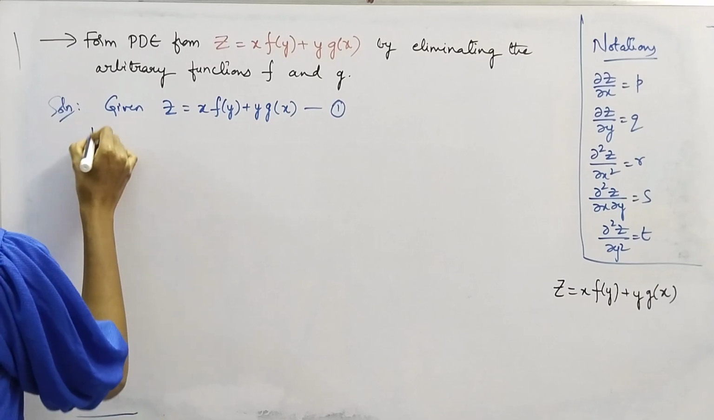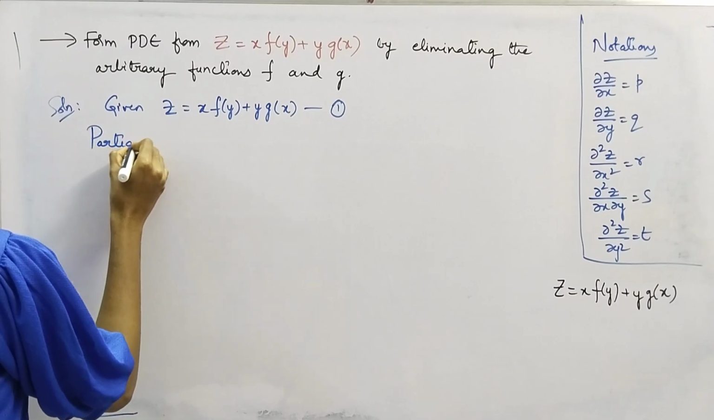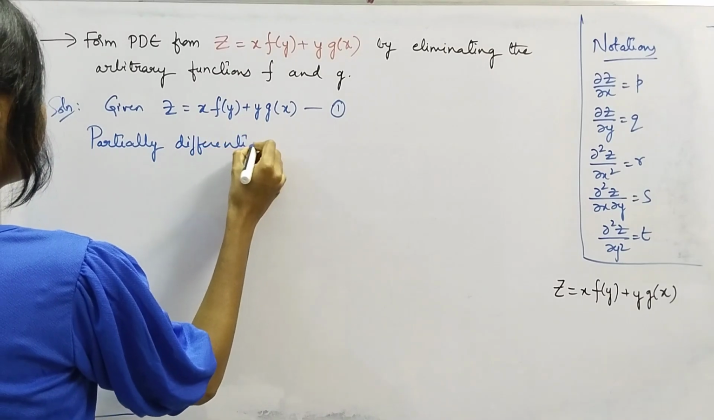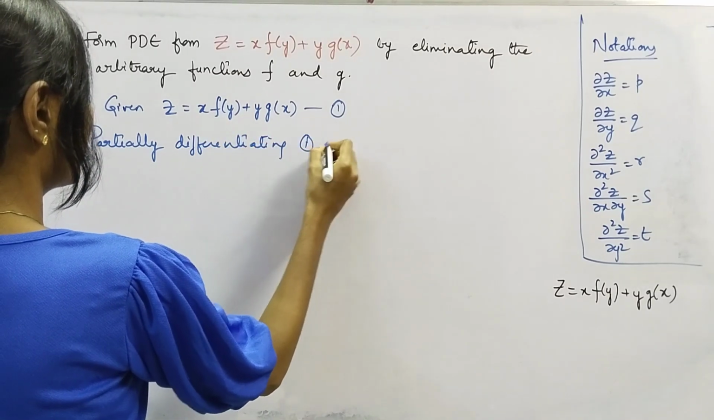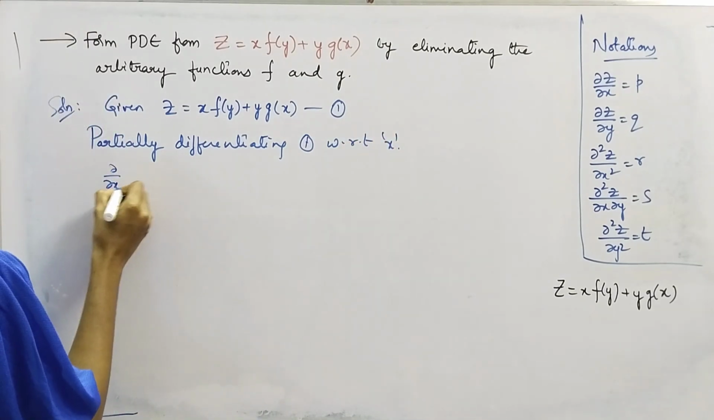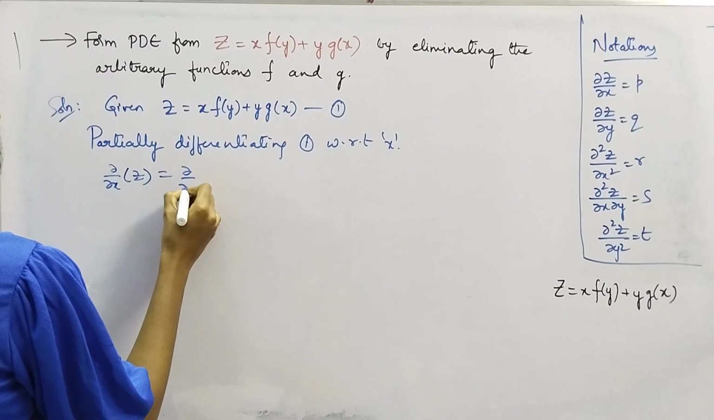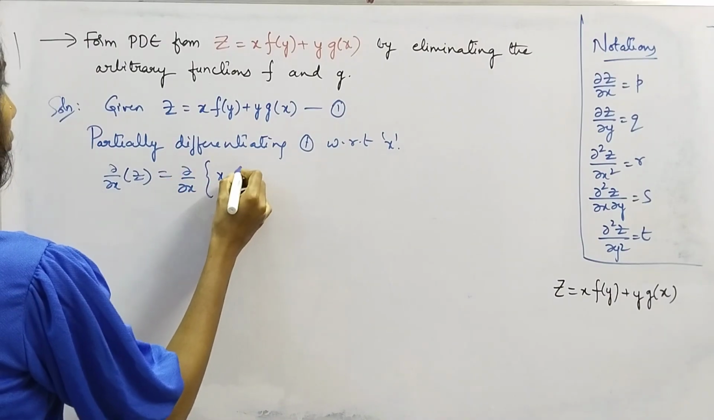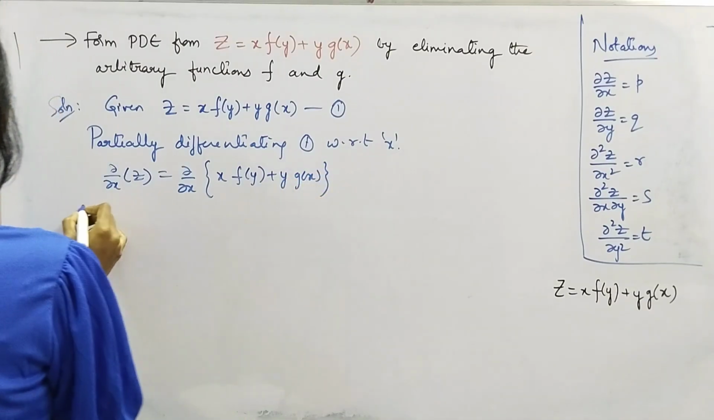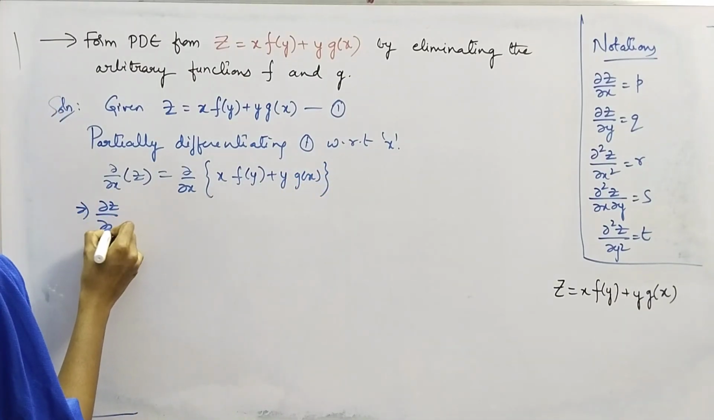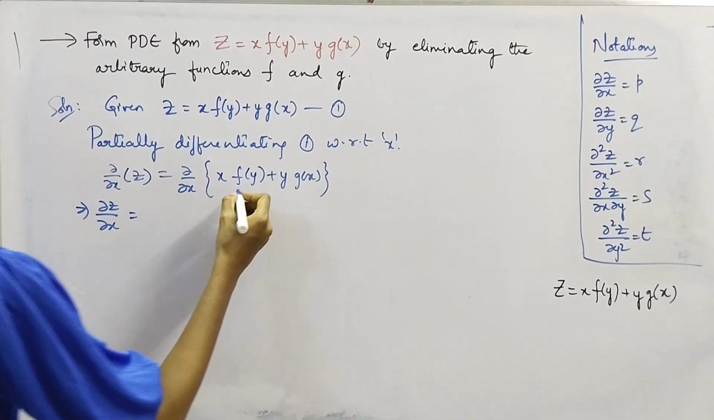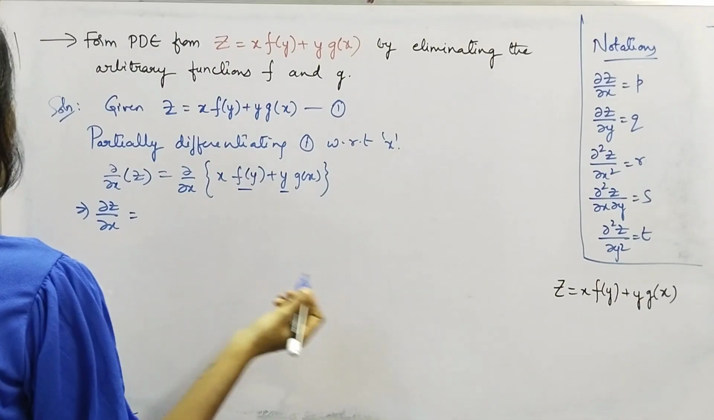Partially differentiating 1 with respect to x. Just apply dou by dou x on both sides of 1. This gives us dou z by dou x equal to, here we are partially differentiating with respect to x, so we will treat y as constant. Here f of y is treated as constant, y is treated as constant.